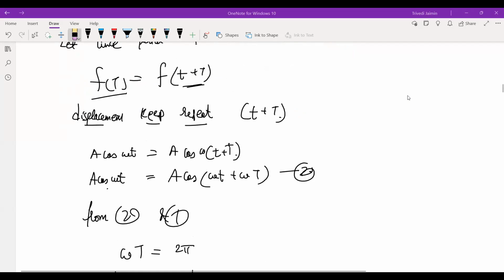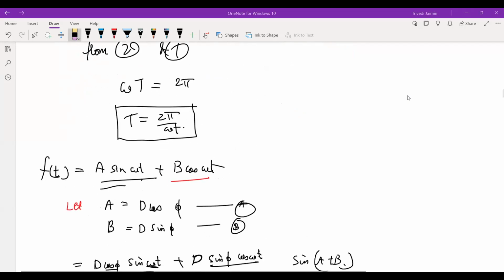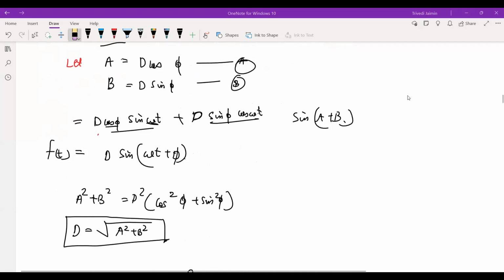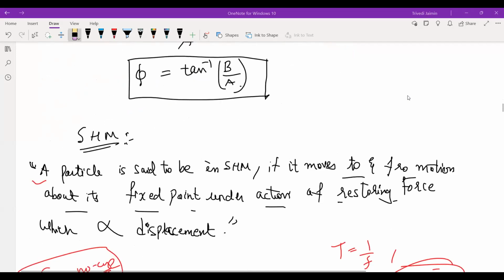These are some formulas. You don't need these derivations and all. Just remember how it is formed. That's it. Simple harmonic motion.